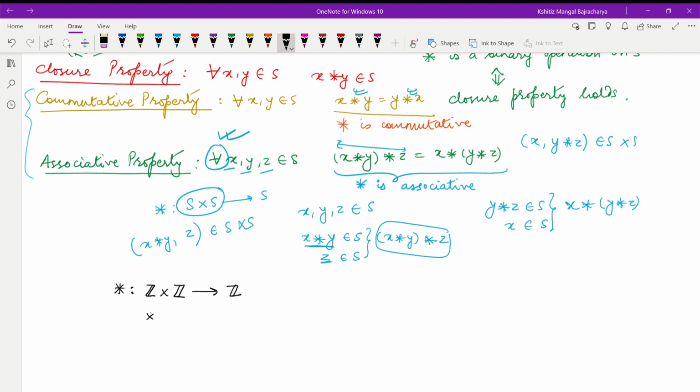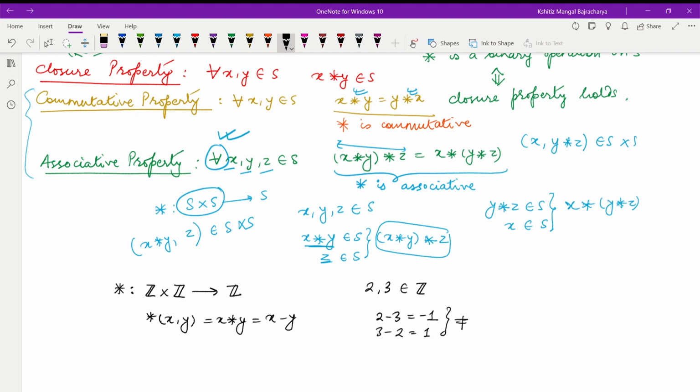And let's define it like this. Now let's see if this is commutative. Is this commutative? No, it's not commutative. Let's take something like this. This is something like this, and this is something like this. These two are not equal, so not commutative.